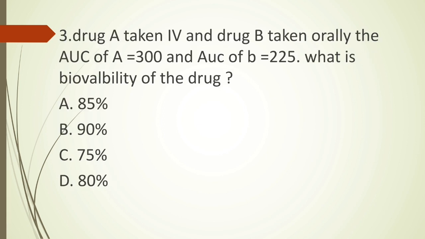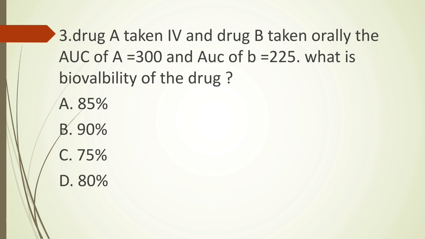So now let's move to our third calculation. Drug A taken IV and drug B taken orally. The AUC, area under curve, of drug A is equal to 300 and AUC of B is equal to 225. What is the bioavailability of the drug? Option A 85%, option B 90%, option C 75% and option D 80%.